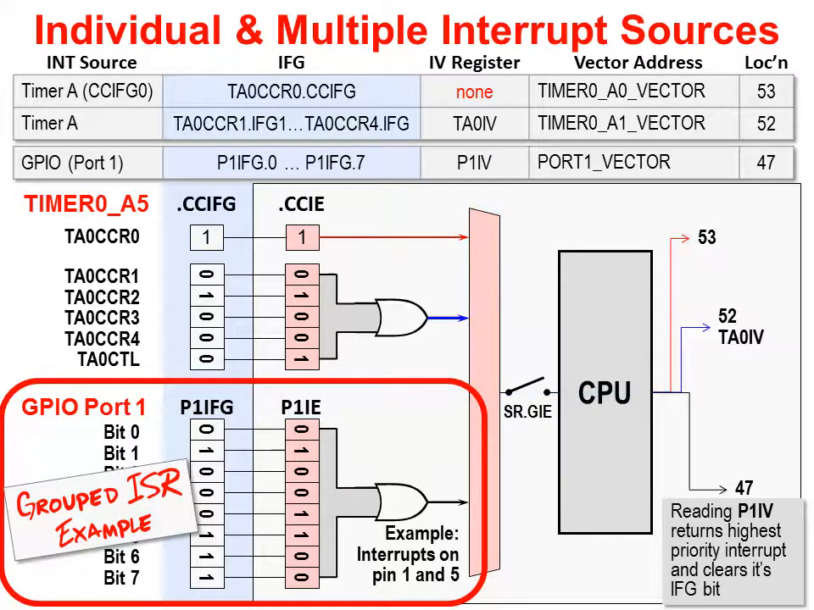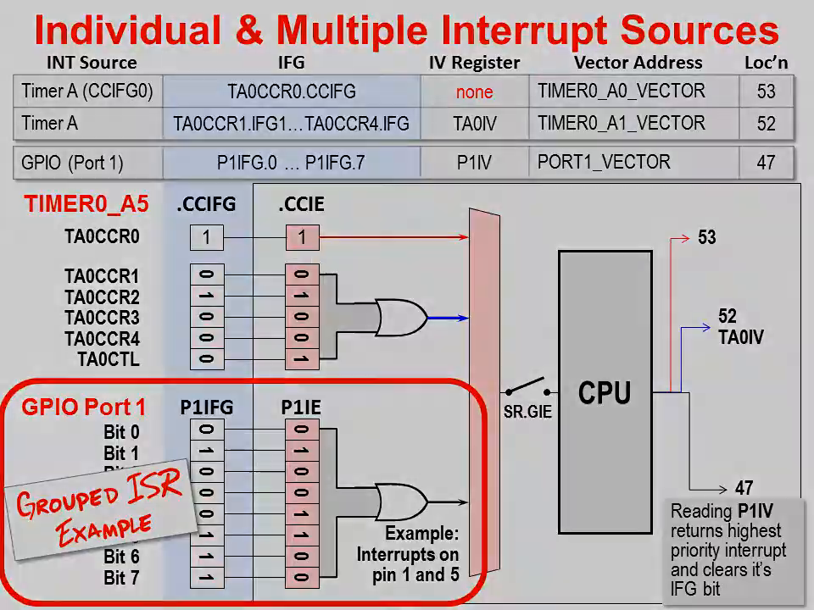Similarly, the remaining timer 0 interrupts are associated with vector 52. And finally, GPIO port P1 was assigned by the chip designer to vector 47. Again, thankfully, we don't have to worry about all the actual vector numbers. The header files make it convenient because they've assigned symbols to all of them for us.